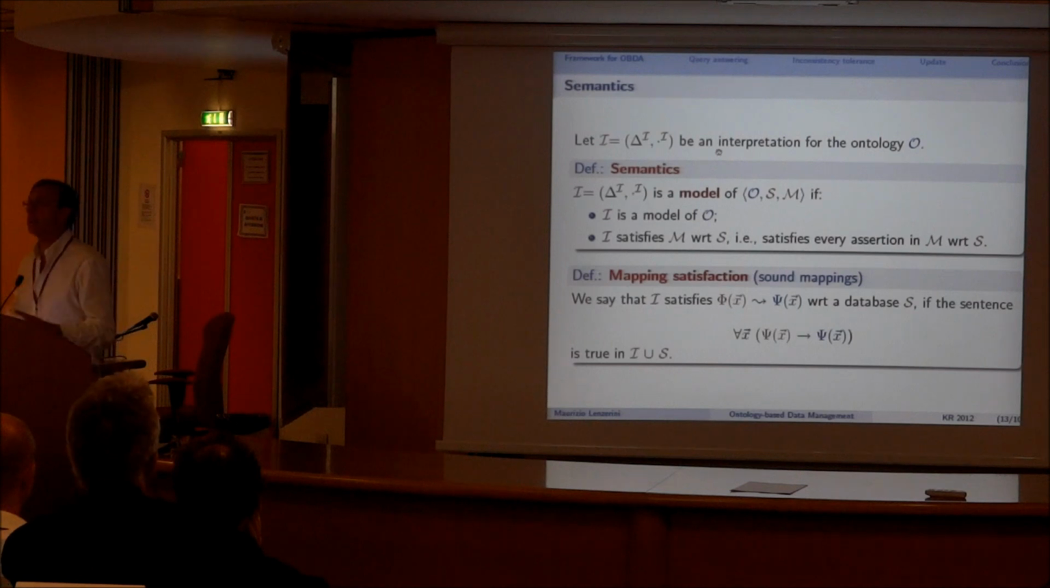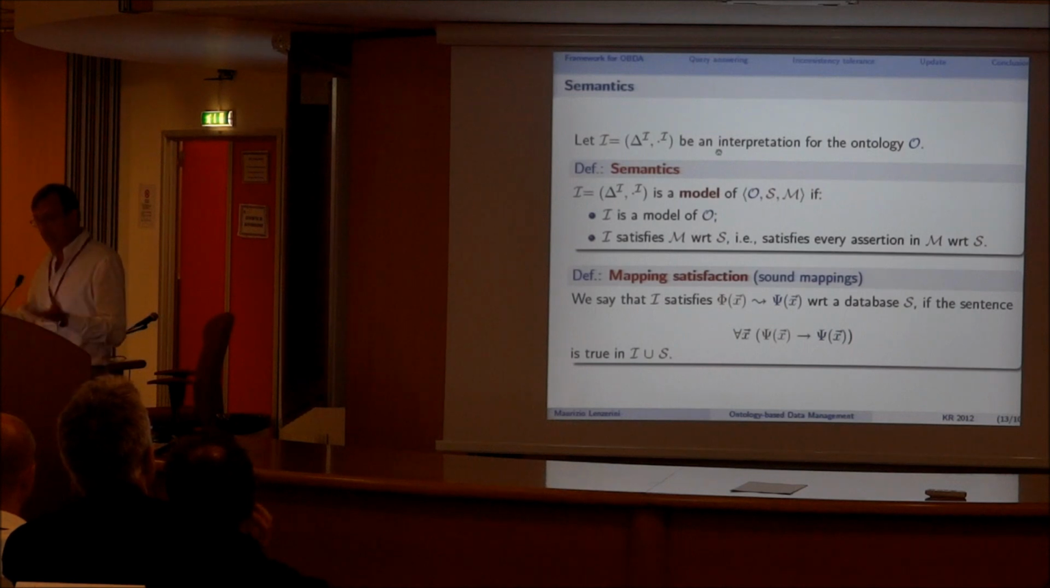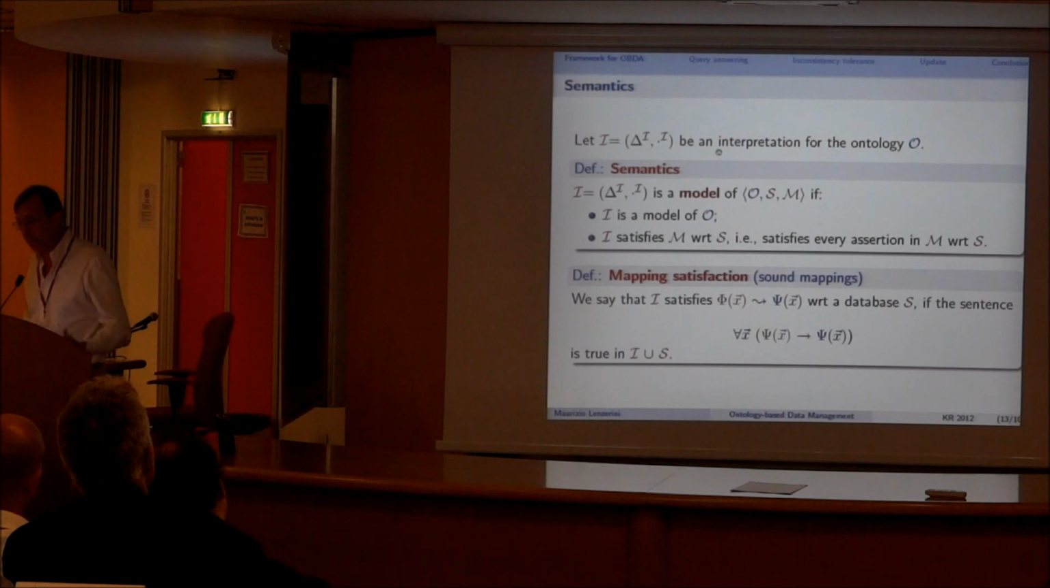Having decided that the ontology is a logical theory, the semantics is very simple. Actually, the semantics of the whole thing is obviously a set of models, a set of interpretations for the ontology. The ontology is the object that really counts for the client. So a model for the whole thing is a model for the ontology, and also a model that satisfies the mapping with respect to the data sources.